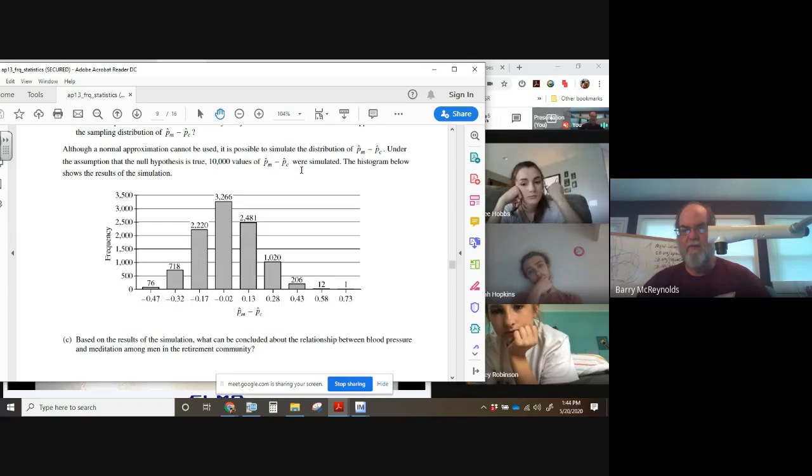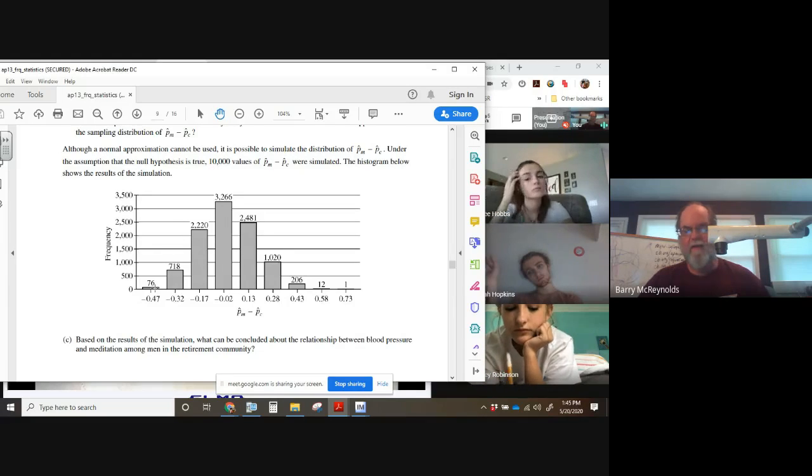If the null hypothesis is true, that Pm minus Pc is equal to 0, then the number of times in our simulation that we got a value as low as negative 0.47 is so small. In fact, if you calculate it, 76 divided by 10,000 is 0.0076. So it's 0.76%. It's less than 1%.